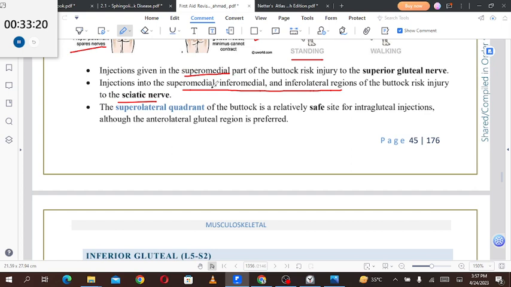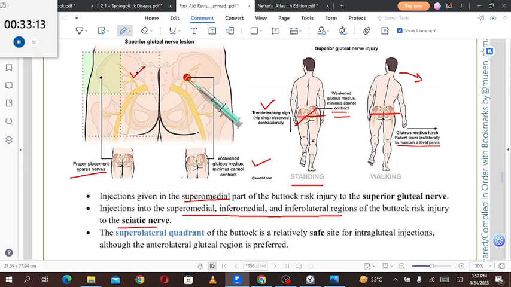Injection to the superior medial, inferior medial and inferior lateral region of the buttock risks injury to the sciatic nerve. If we go to this one, we are risking the superior gluteal nerve for sure. Here you can see the superior gluteal nerve is in this region, but the sciatic nerve has also started like here. So we can risk the sciatic nerve in superior medial, inferior medial, and inferior lateral. All three quadrants contain the sciatic nerve, so it can be damaged if the injection is given in any of them, and the superior gluteal nerve can be damaged in the superior medial quadrant alone. The safest one is superior lateral.